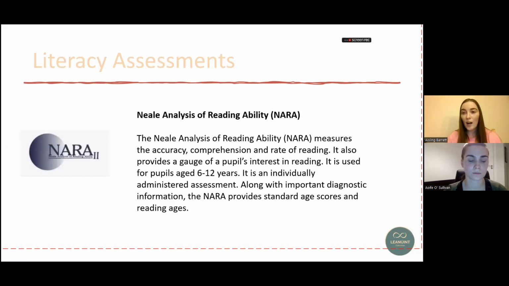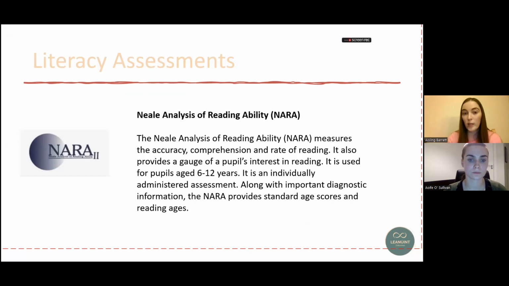Another one, again, NARA is quite similar to the ARC. Unfortunately, there isn't an online screening tool, which is why I prefer to use the ARC, and the ARC is what's available in my school. Again, the assessments that are available in your school are going to determine which assessments you carry out.